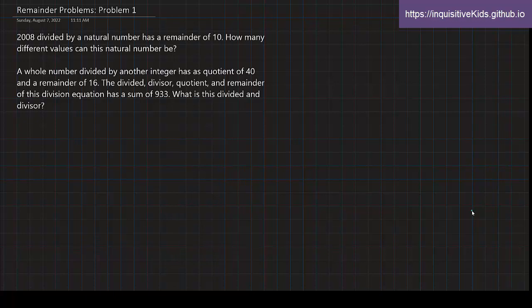2008 divided by a natural number has a remainder of 10. How many different values can this natural number be? So first, it might seem impossible because we just know one thing. 2008 divided by a natural number, say x, has a remainder of 10.